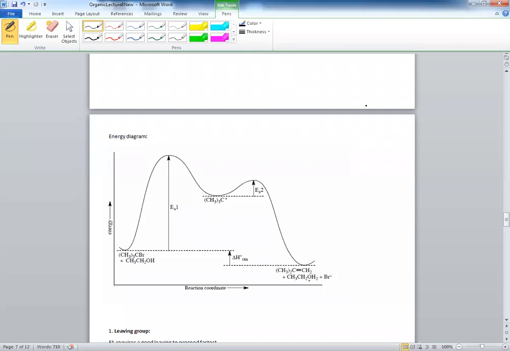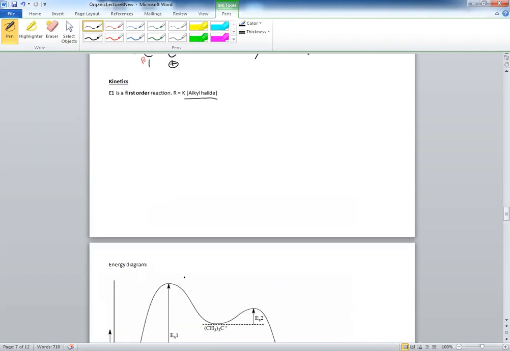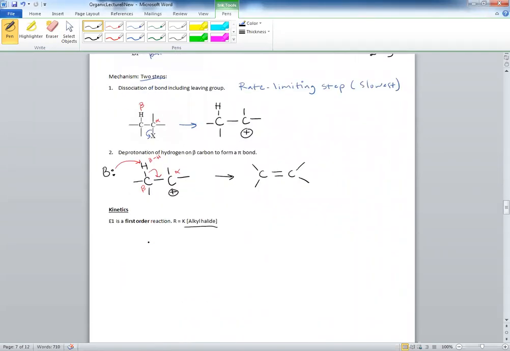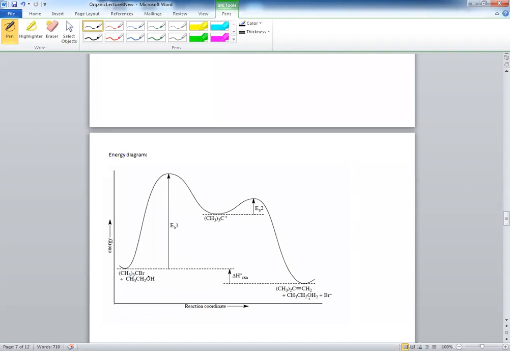The energy diagram is also similar to that of the SN1 reaction. You have your reactants and you have your products. Once again, the difference between them is delta H. And of course, you have two steps, as you can see. Here are your two steps. So step one is breaking the carbon, in this case, bromine, as you saw in here. It's related to this reaction. Carbon-bromine bond.